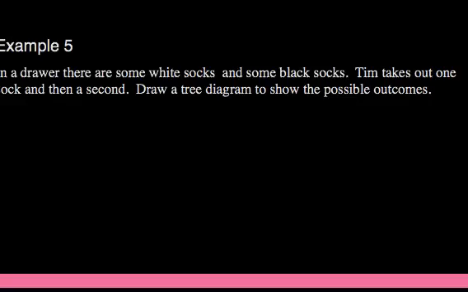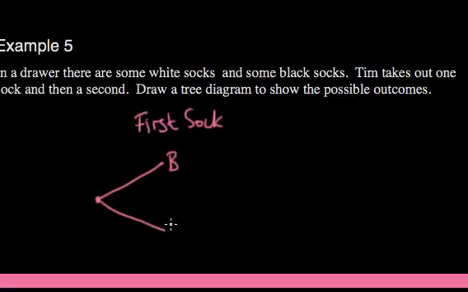In the final example, in a drawer there are some white socks and some black socks. We don't know how many of them there are. Tim takes out one sock and then a second. And we have to draw a tree diagram to show the possible outcomes. So, in the same way that we did with the coins, we'll say the first sock is going to be the first decision. And when we pull out the first sock, that could be a black one, or it could be a white one. We don't know.